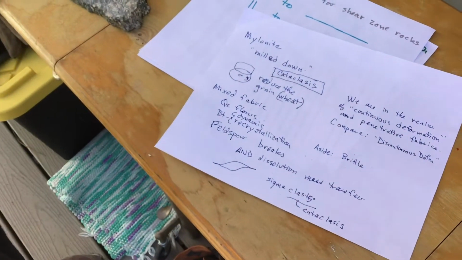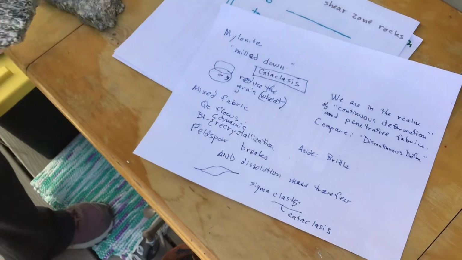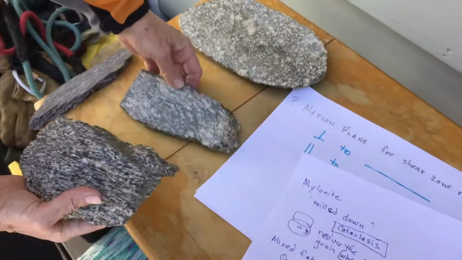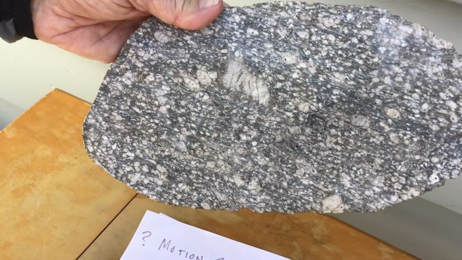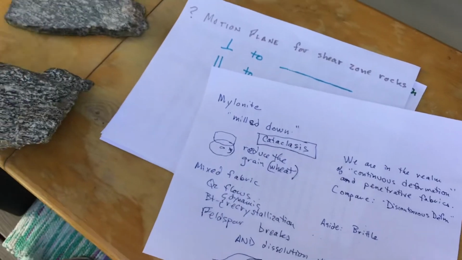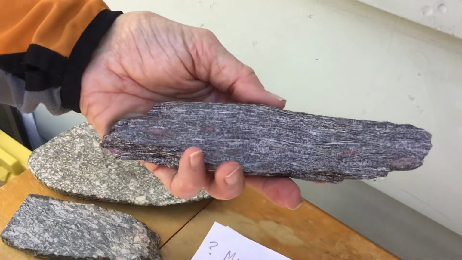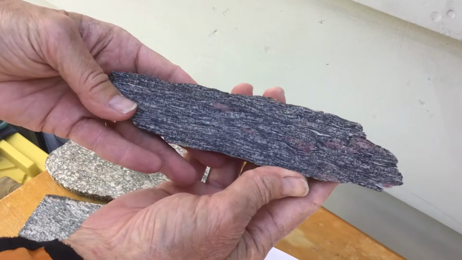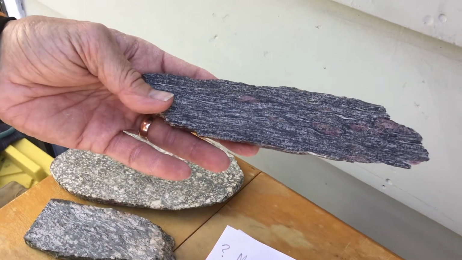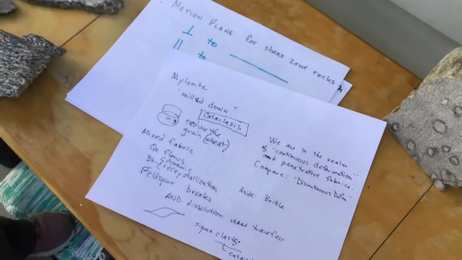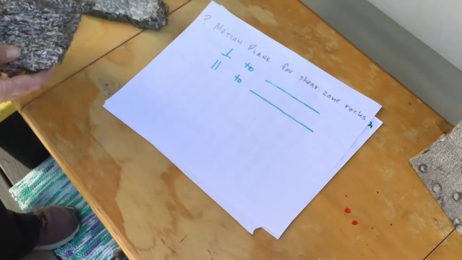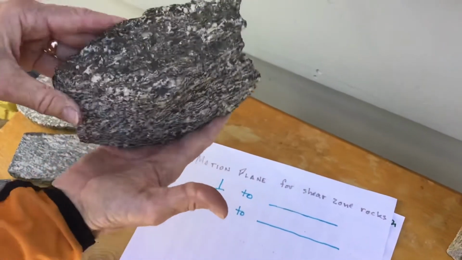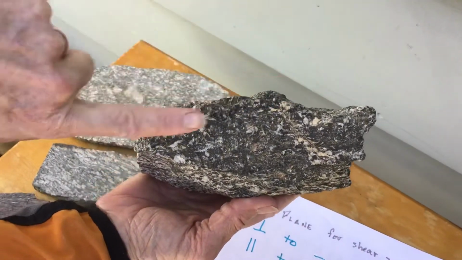Okay, so the mylonite, I have one example in a rock, and I have several examples in slabs. This one's from Antarctica. This one is from the border of Montana and Idaho. This one is from near Revelstoke in the border between Alberta and British Columbia. So this is a question for you all. Where would the motion plane be for this rock? There's a lineation like this.